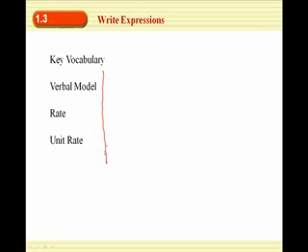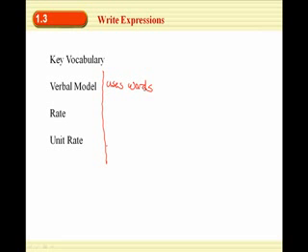Verbal model, and I'm kind of looking on page 15 for the words. Sometimes they have them highlighted pretty good. Verbal model is actually over on page 16, about a third of the way down. It basically describes a situation. It uses words. So instead of numbers and symbols and different things, it uses words to describe a situation. That's a verbal model. So we're going to be taking verbal models today and rewriting them, taking the words and putting them into symbols.